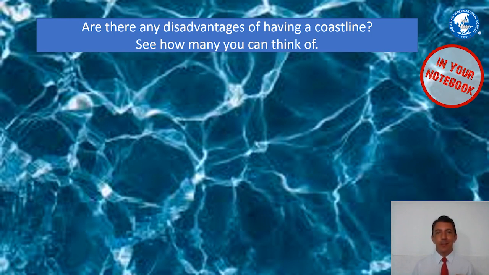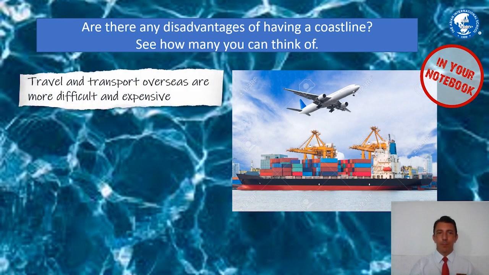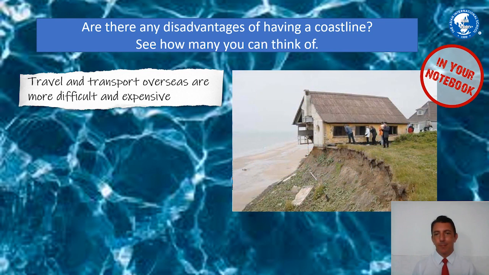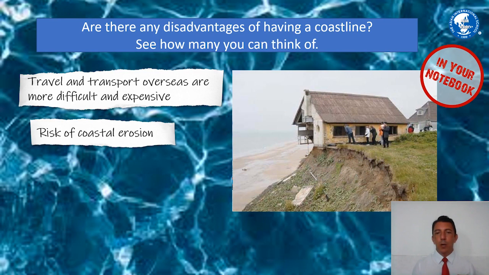Okay, if you've finished, let's see if you have some of the same disadvantages that I have listed here. First one I have is travel and transport. Travel and transport overseas are more difficult and expensive than traveling or transporting goods over land. This picture shows erosion. So the ocean waves will erode the coastline, and that can cause a lot of problems and dangers for us.